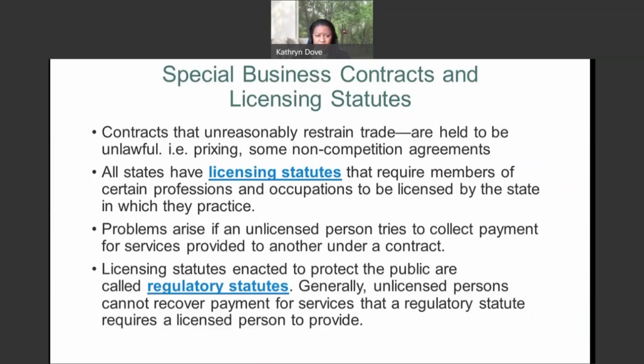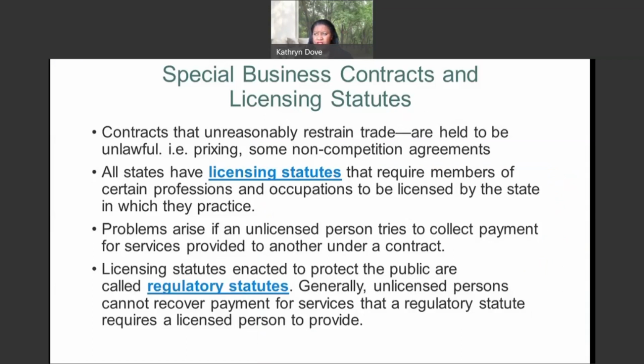Let's talk about special business contracts and licensing statutes. Contracts that unreasonably restrain trade are held to be unlawful. Price fixing and non-competition agreements.